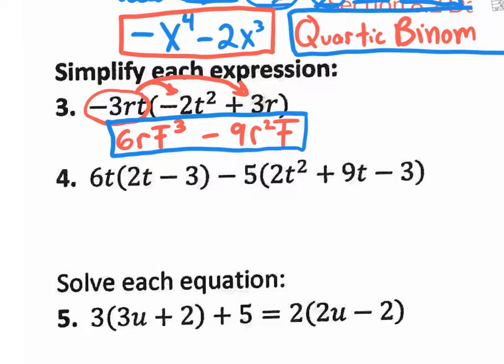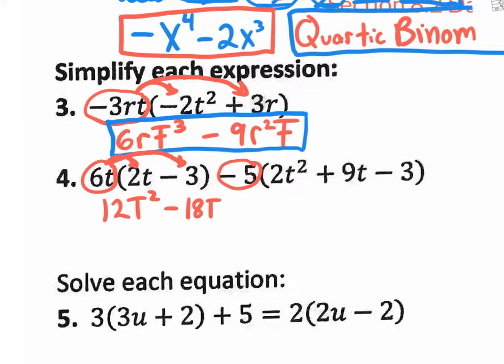Number 4 has 2 distributive properties that we have to do, and then a bunch of combining like terms after that. So let's start with 6t times 2t. Well, 6 times 2 is 12. T times t is t squared. And then 6t times negative 3, that's just going to be a negative 18 with the t on it. Okay? And now let's move on over here. Let's take this minus 5. Now notice that I'm circling the 5 and I'm including the minus that's in front. That's very important to do. Make sure that you include that minus sign as if it were a negative 5. Okay, so that minus sign, we're going to pretend that it's a negative.